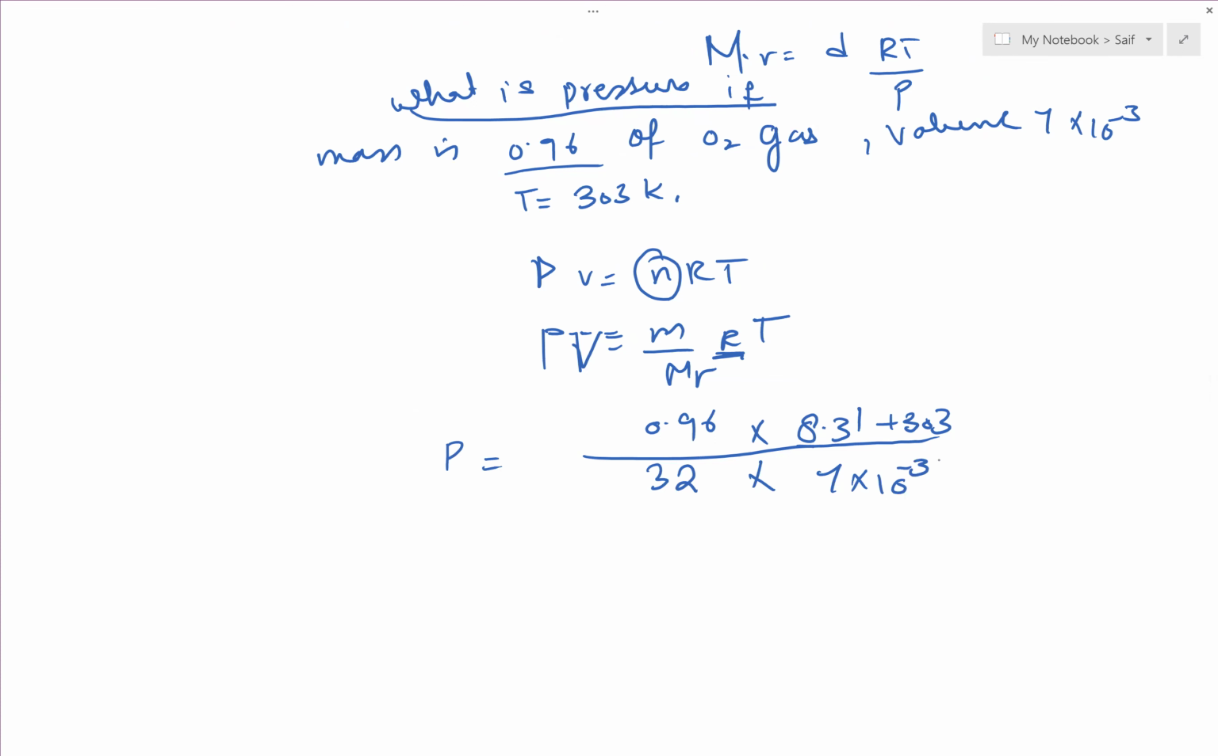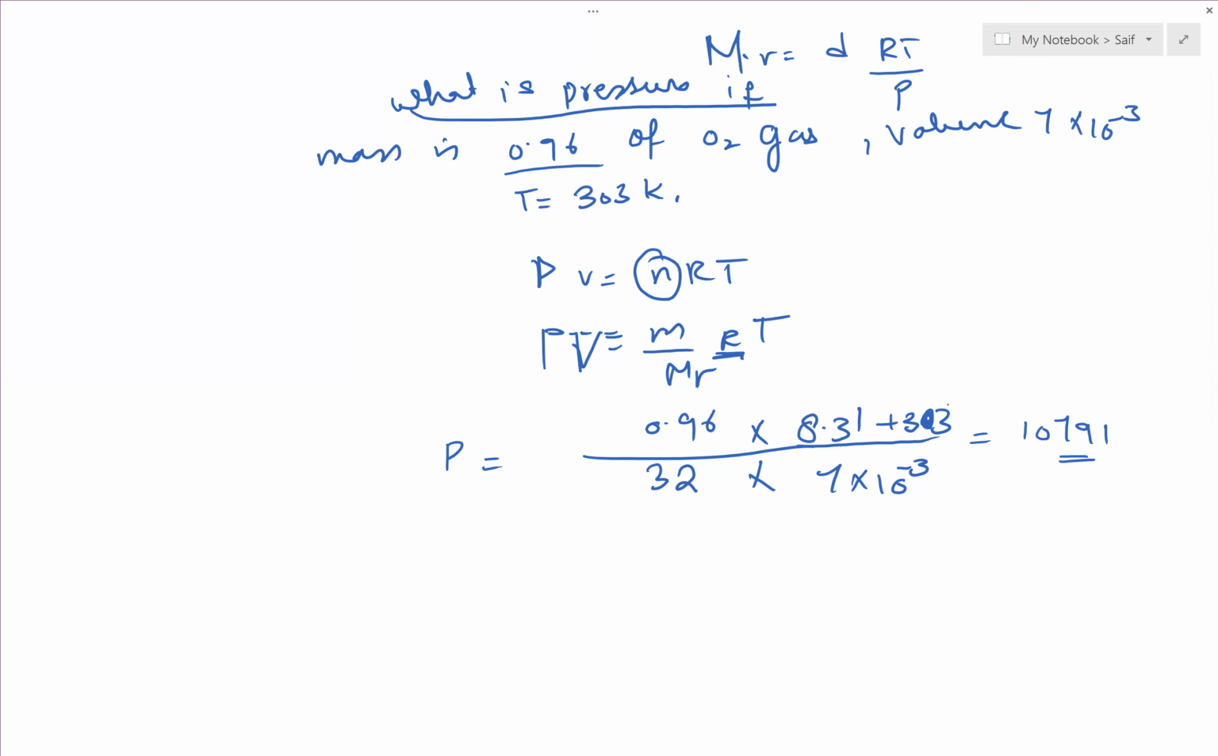1388.13. Now it's coming as, just calculate it again. Your answer should be 10791. Is that 3.3 or 303? 303. Oh yeah, tried again. I got 1388.